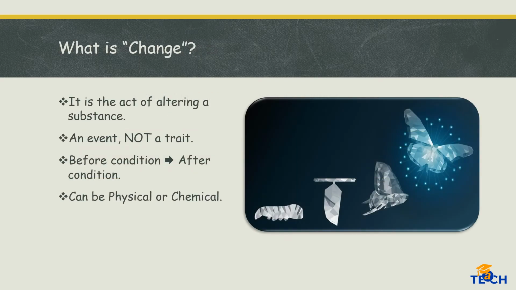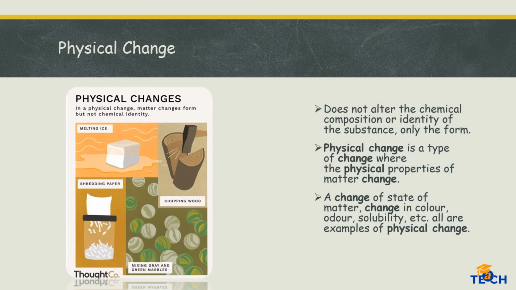What is change? It is the act of altering a substance. An event, not a trait. Before condition and after condition. It can be physical or chemical. Physical change does not alter the chemical composition or identity of the substance, only the form. It is a type of change where the physical properties of matter change. A change of state of matter, change in color, odor, solubility, etc. are all examples of physical change.